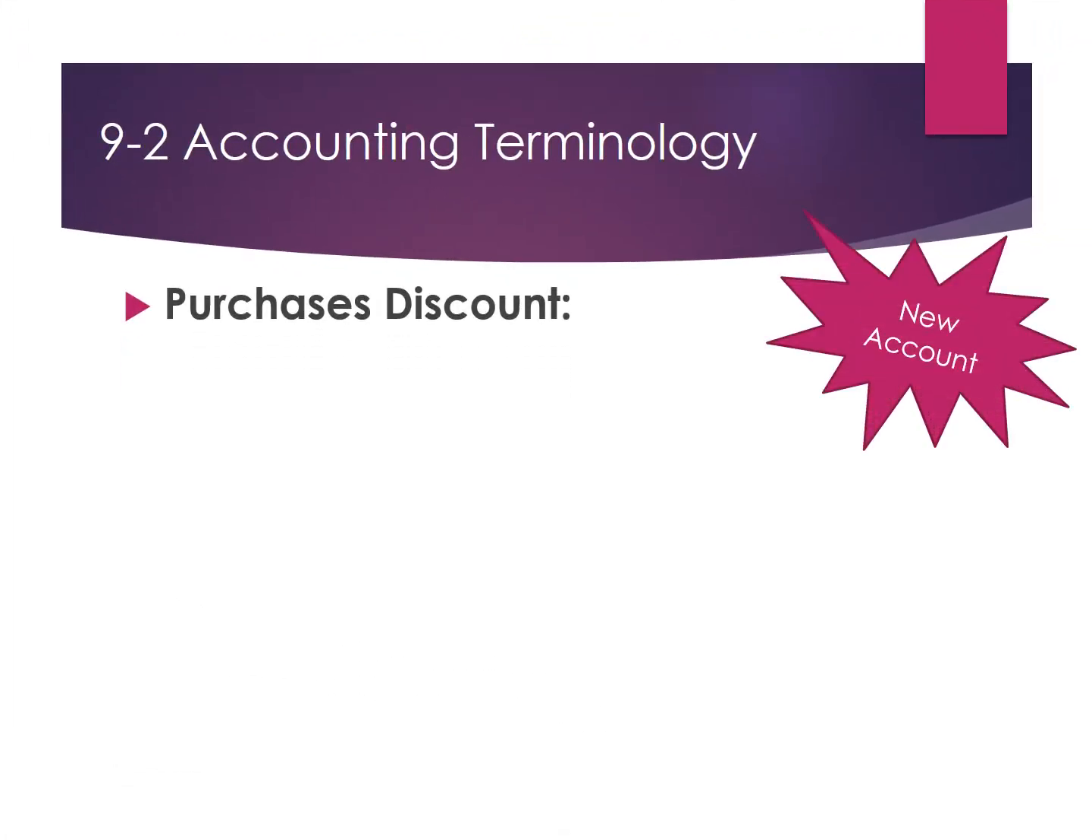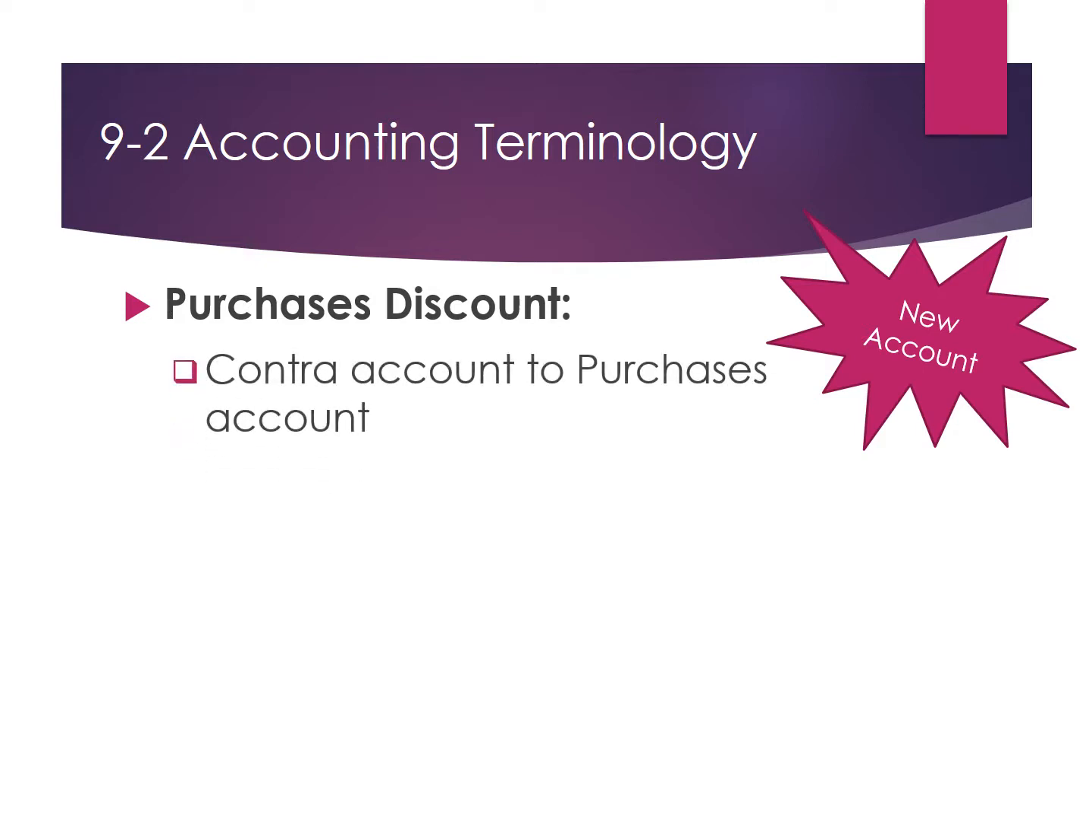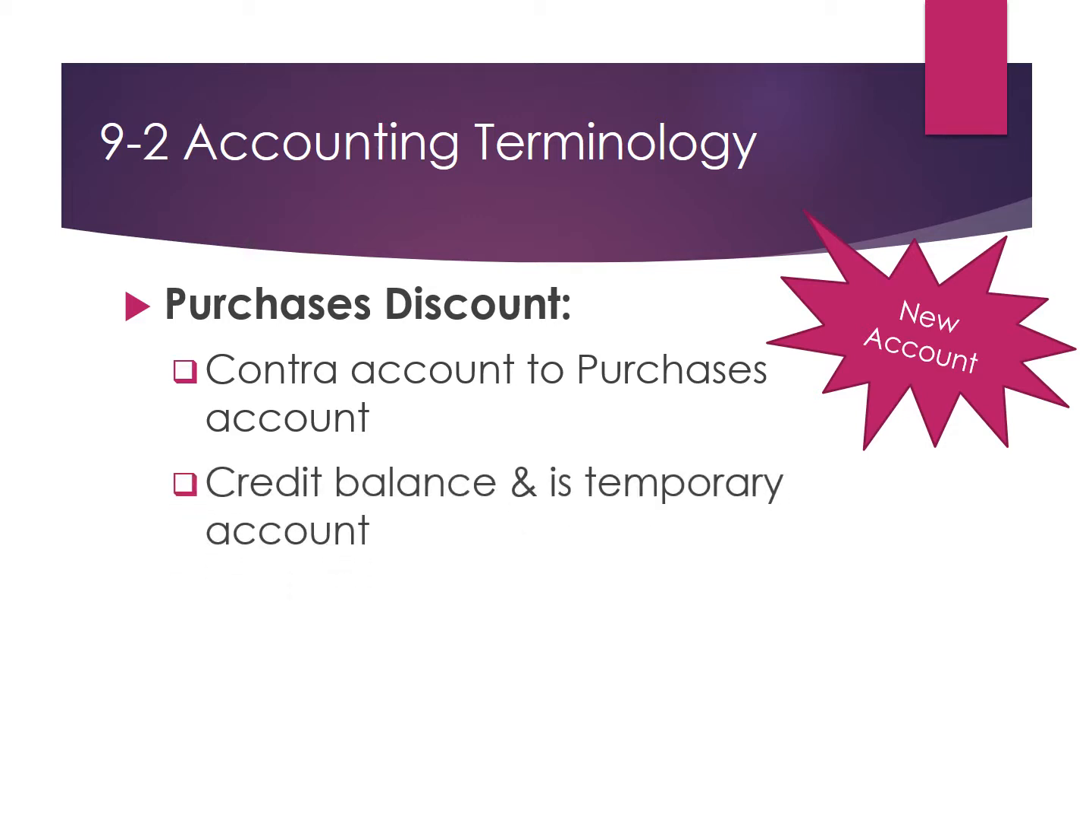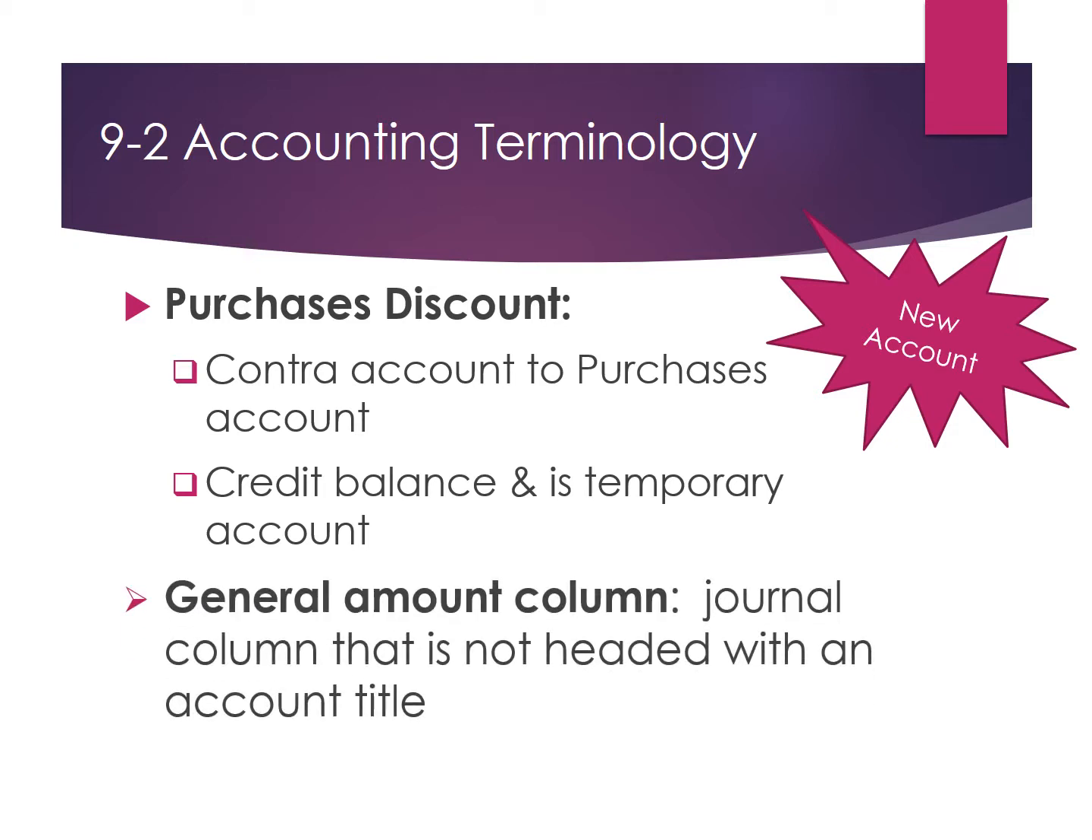Purchases discount. This is our new account. It is a contra account to the purchases account. It has a credit balance and it is a temporary account. General amount column is a journal column that is not headed with an account title.